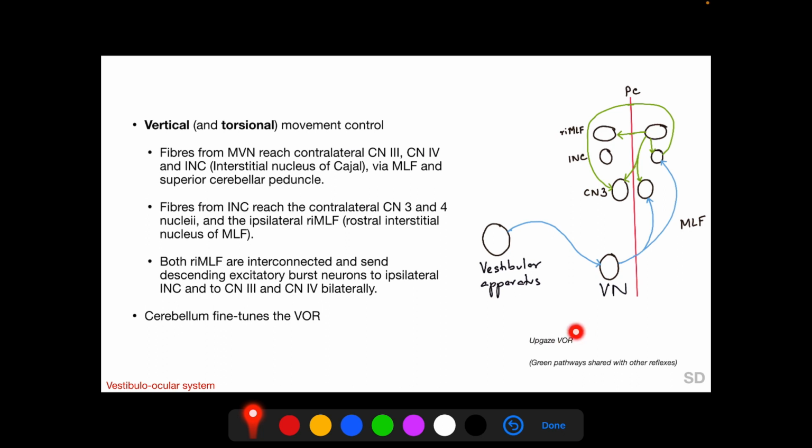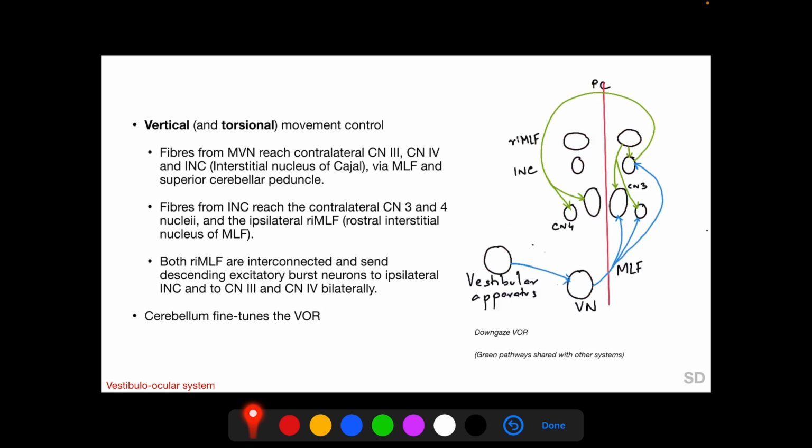Now there is a difference between the pathways controlling the up gaze and the pathways controlling the down gaze. In the pathway controlling the up gaze, the RI-MLFs are interconnected, and each RI-MLF sends descending connections to the CN3 bilaterally. Whereas in the pathway controlling down gaze, the RI-MLFs are not interconnected, and each RI-MLF sends descending connections to CN3 and CN4 only ipsilaterally.